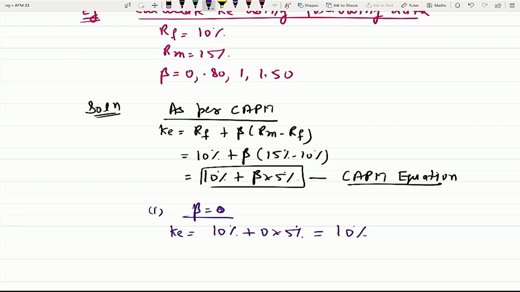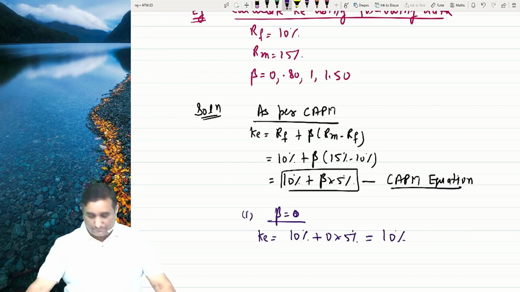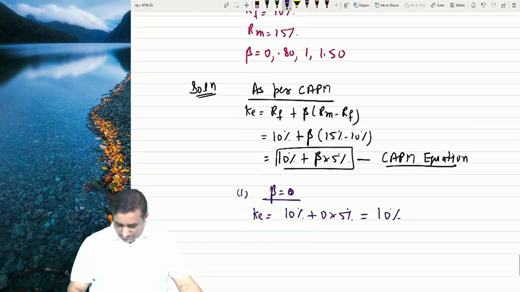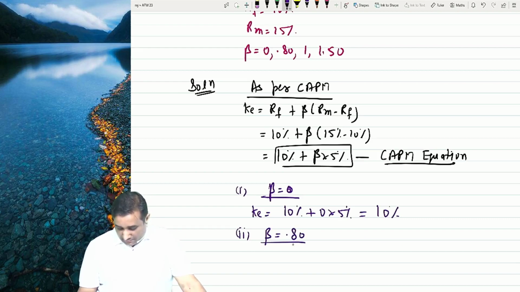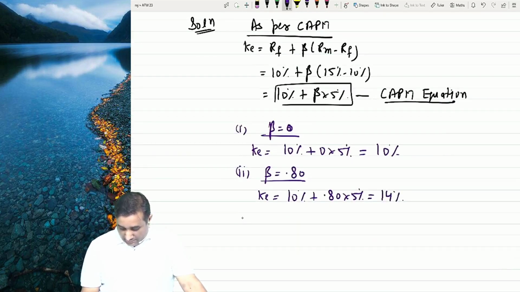Just have to substitute the values. Second part, how much beta do we have? 0.8. My cost of equity would be 10 percent plus 0.8 into 5 percent. How much do we get? 14%.